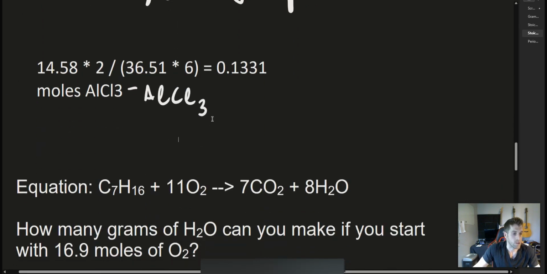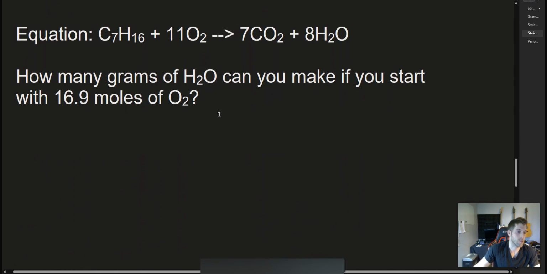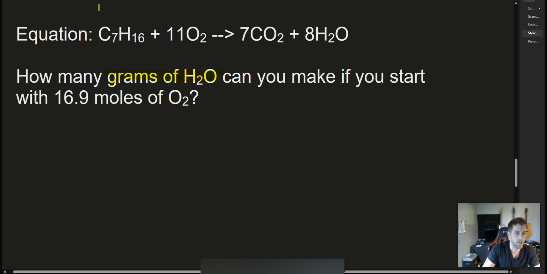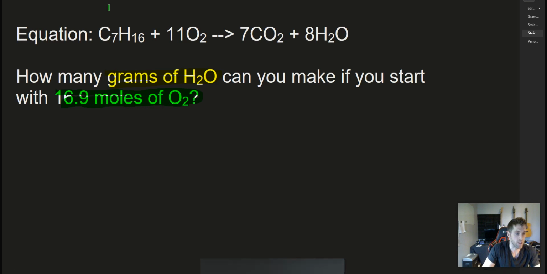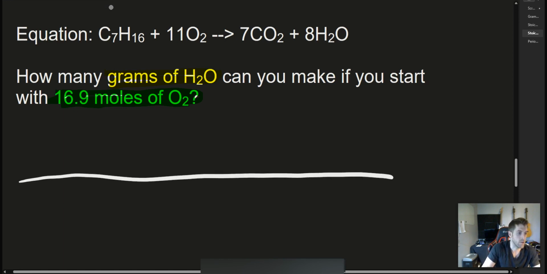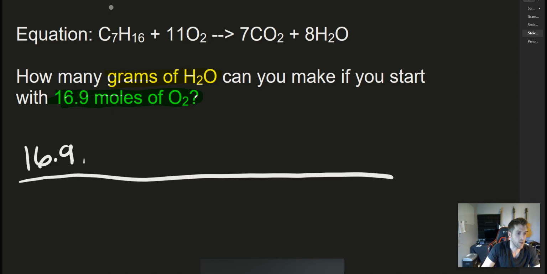Okay, next question. Here's our equation. Here's our question. Let's highlight right away. We are trying to find how many grams of H2O we can make if you start with 16.9 moles of O2. So this is what we're going to start with, what's highlighted in green, 16.9 moles of O2, or oxygen gas. So let's draw our line. We start off with 16.9 moles of O2.